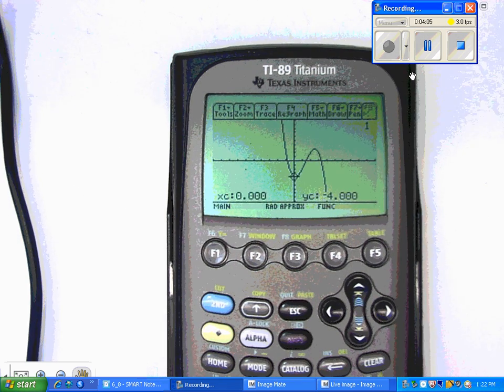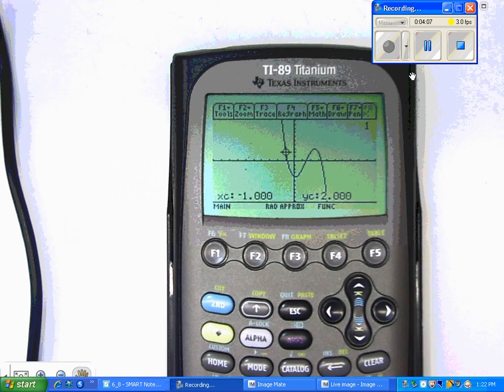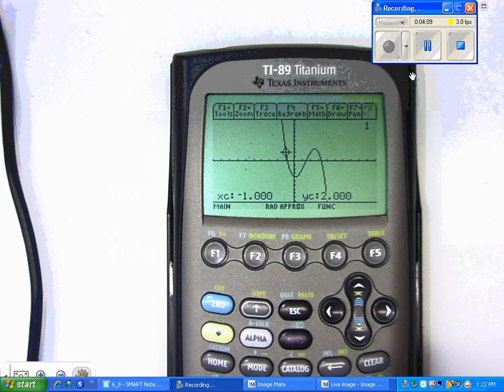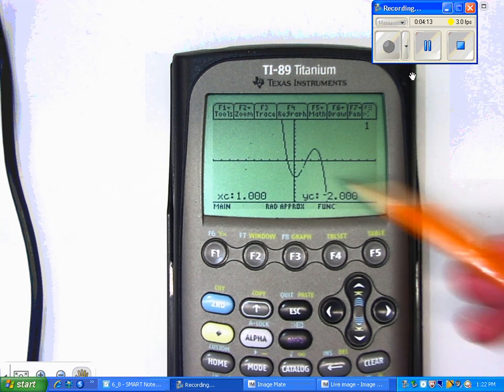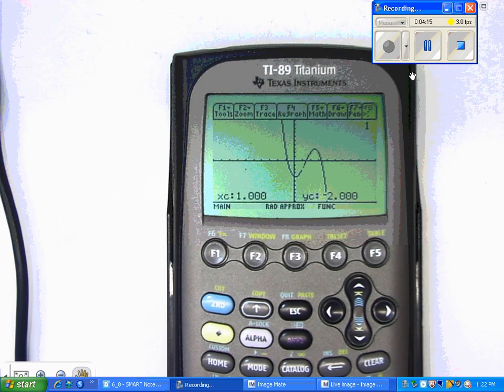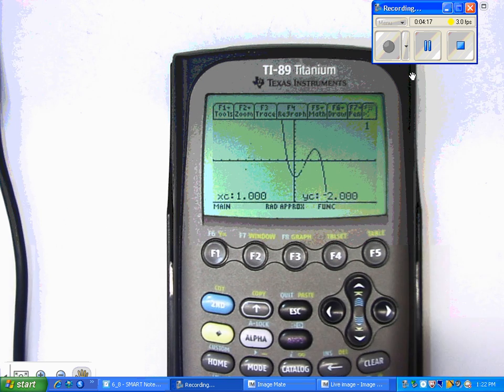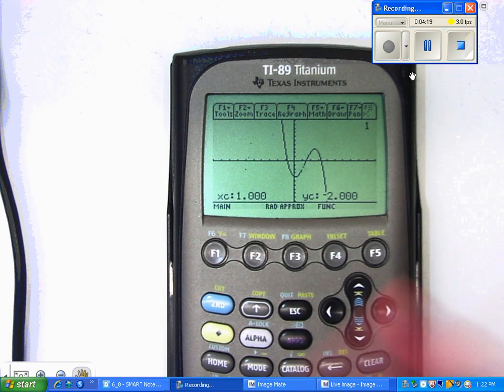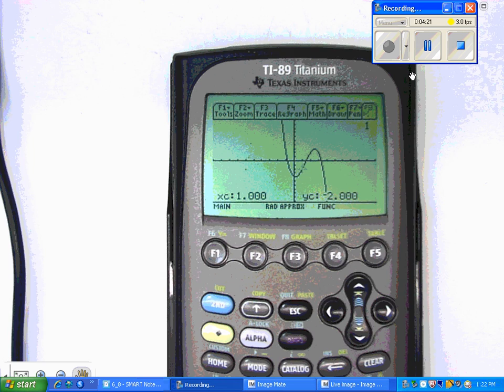0, comma, negative 4. How about negative 1, enter. Negative 1, comma, 2. How about 1, enter. 1, comma, negative 2. And you could give yourself a whole bunch of other points if you were too lazy to put the points in yourself, right? You could use the calculator to go ahead and trace them, to point plot, if you will.